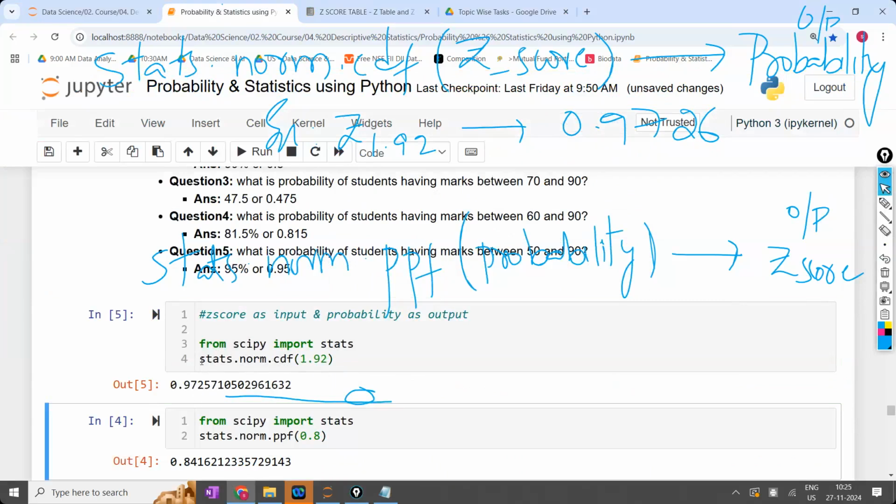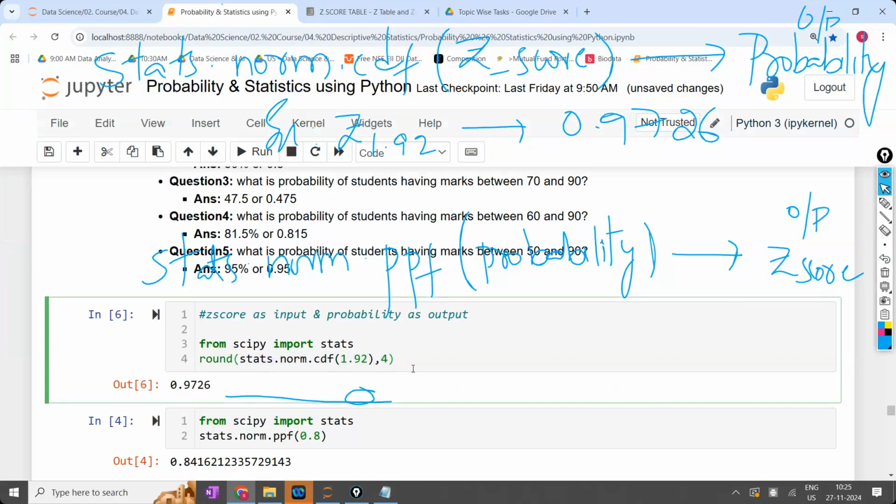0.9726. If you want up to 4 decimals, because the table is giving 4 decimals, let us make it 4 decimals here also. Round up to 4 decimals. Same answer, whatever you are seeing in the Z table and here. Round figure up to 4 decimals. Okay, round is the function. What is the value you want to make a round figure? Up to how many decimals you want to make the round figure?